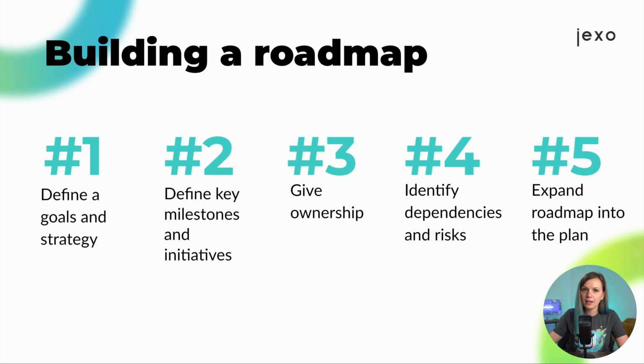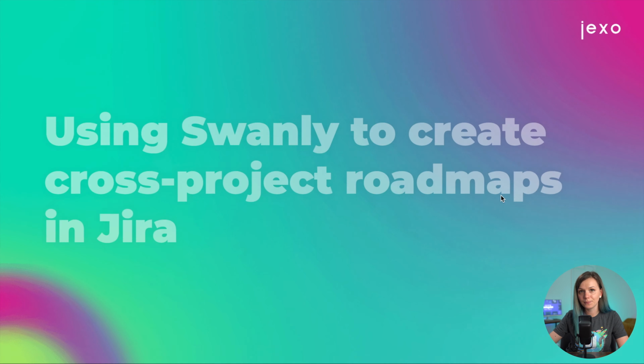Once you have identified your goals and strategy together with key milestones, you can start creating your own roadmap that you can then expand into the plan. One important point while creating the roadmap is to give ownership. Make sure that it's clear who is responsible for which initiative and that they have the right team to execute it. The roadmap then can be used as a key document during your project kickoff meeting, and teams can use it to expand it into the plan.